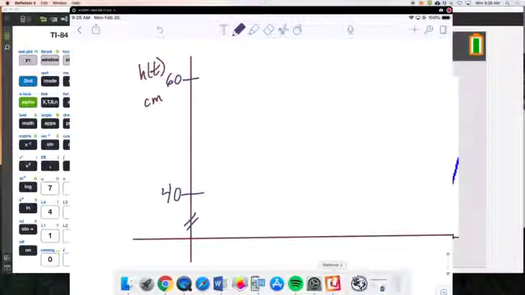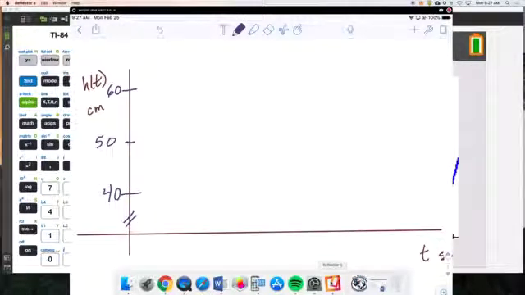From a low point of 40 to a high point of 60, what would be the midpoint? 50, right? You can go 60 plus 40 is 100 and divide by 2. Or you could just say halfway between 60 and 40 is 50. What's the significance of 50 in this problem? Good, it's the central axis, also known as the sinusoidal axis. I don't care which one you call it.